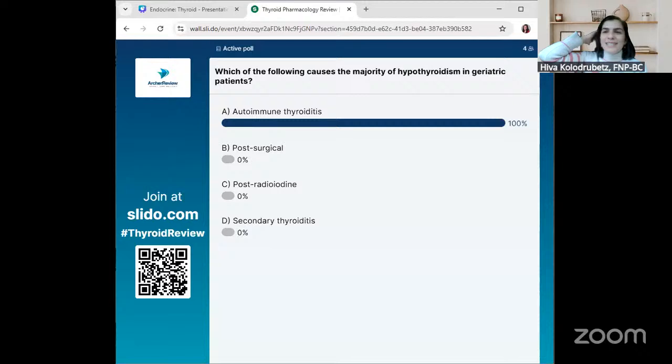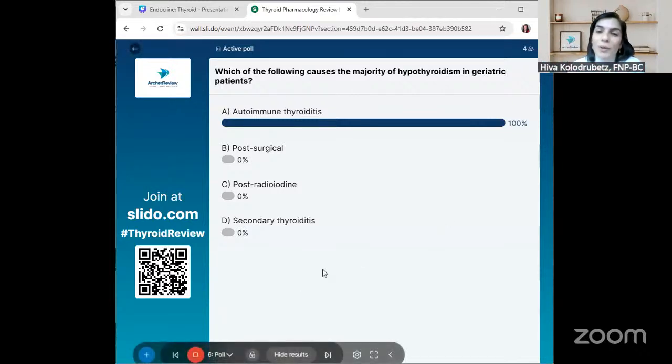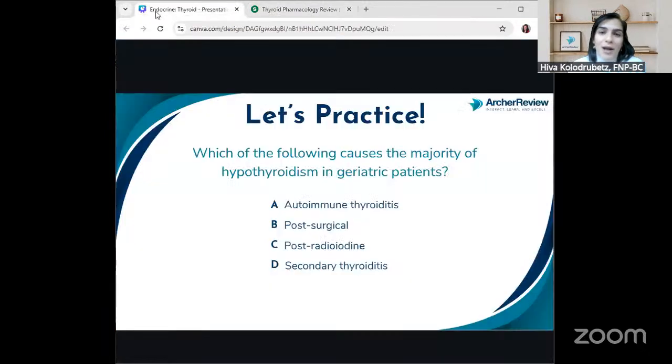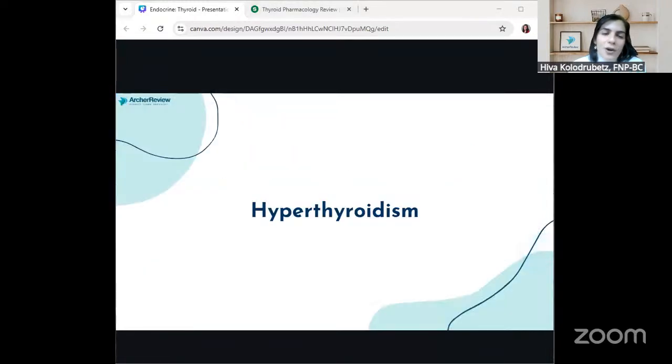Okay, universally, you guys got it right. Awesome job, you guys. Absolutely. Autoimmune thyroiditis. This one I think also can tend to throw some people off because we think of autoimmune more caught a little bit earlier, but absolutely the most common cause is Hashimoto's thyroiditis in even our geriatric patient population. Awesome job, you guys. All right. So jumping on to hyperthyroidism. So we have time for our case study.